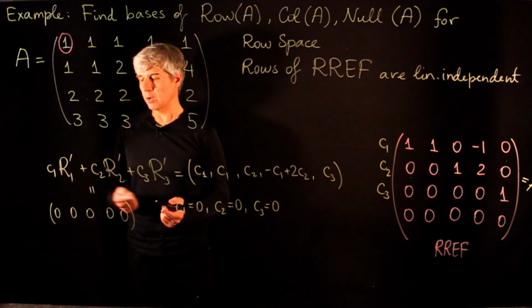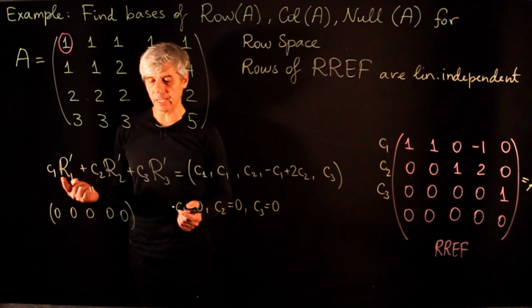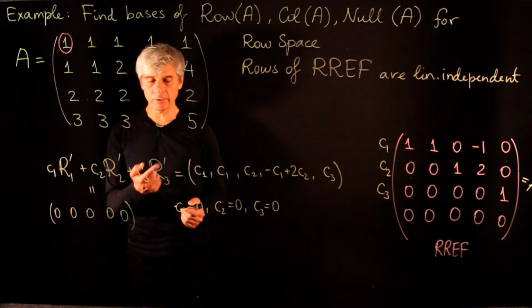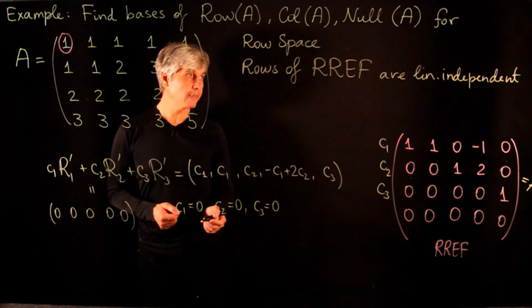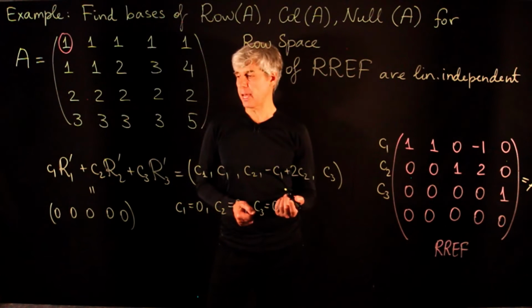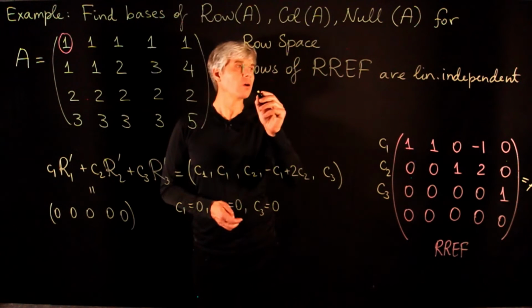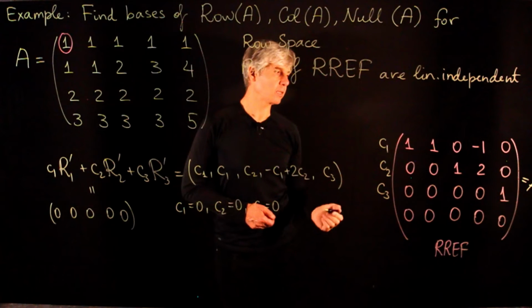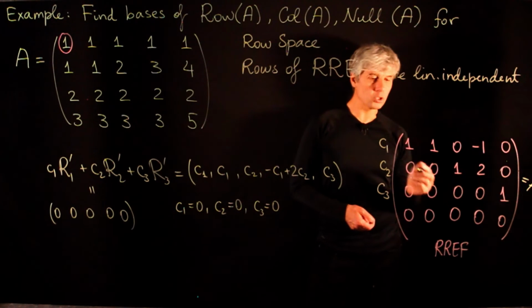So this means that the only linear combination of these vectors which is equal to the 0 vector is when all coefficients are equal to 0. And so this means that these rows of reduced row echelon form are linearly independent. Why is it true in general?